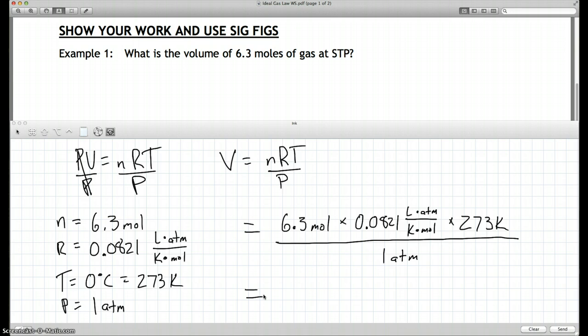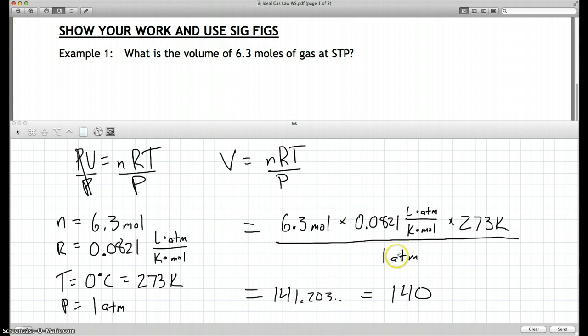So, put in my calculator, I do 6.3 times 0.0821 times 273 divided by 1, which I don't really have to do. If I look at my sig figs, now I really only have one number that's given. I got 2 sig figs. So my calculator says 141.203 blah blah blah. Well, I want 2 sig figs, so 140.